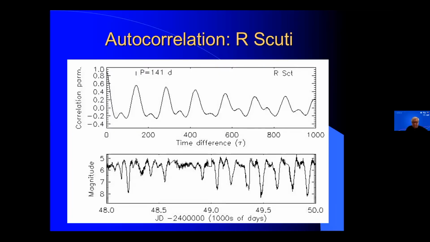Yes, this is an example of an autocorrelation study of R Scuti. The first axis is the correlation parameter, and this is the time difference that they tried on this particular light curve. And then they come to this. Of course, we have to neglect this, because this mostly represents the window of the data given here. But this first peak that appears here ensured astronomers to find that R Scuti has a pulsation period of about 141 days.